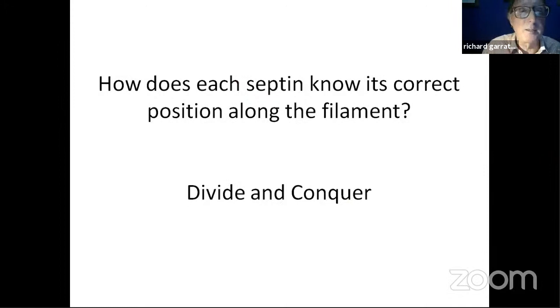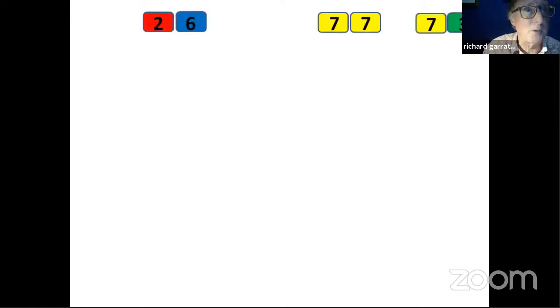And so we've taken the divide and conquer approach, given that we've been unsuccessfully crystallizing whole hexamers or octamers. For example, we can crystallize a red with a blue, so they form a G interface. And we've also been able to crystallize 7 with 7, which forms a G interface in a hexamer, or yellow with green, which is a G interface in an octamer.